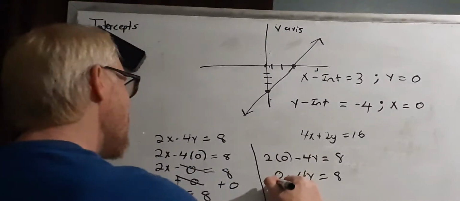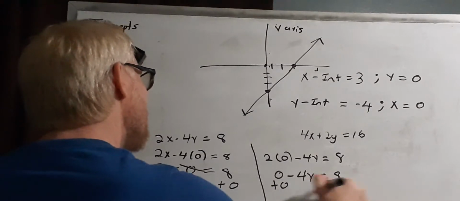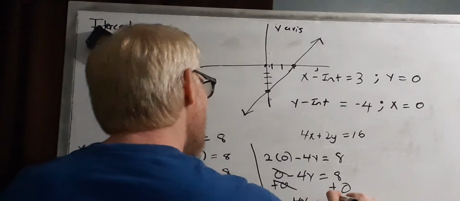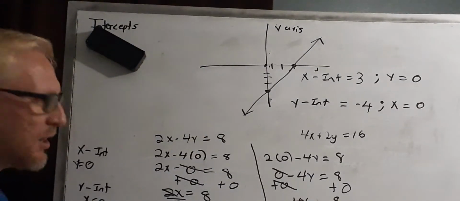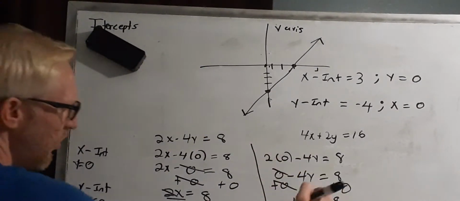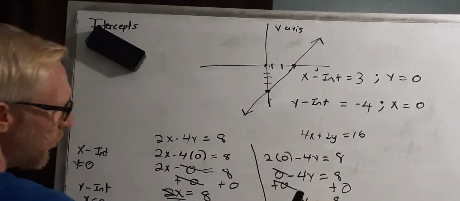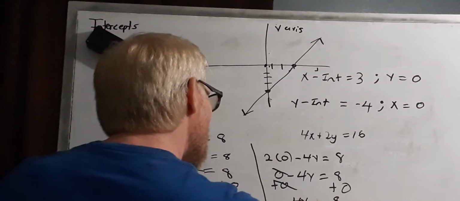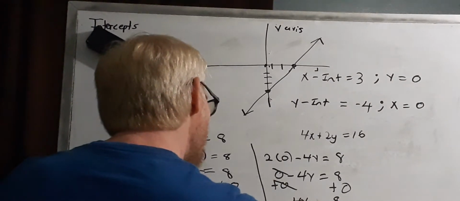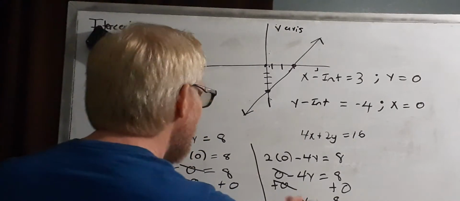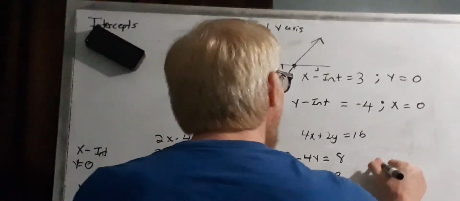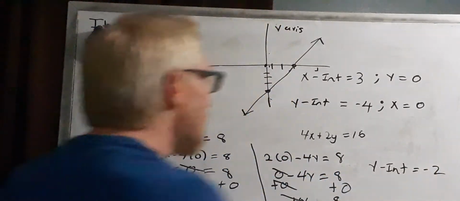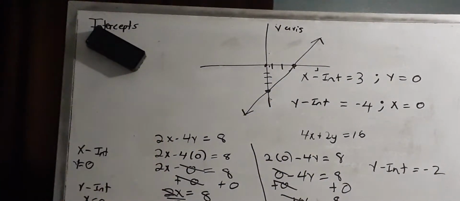I could add 0, and this is going to cancel out, and I bring down the minus sign and the 4y, and of course the 8. So again, 2 times 0 is 0, I add 0, I bring down the minus sign, I bring down the 4y, 8 plus 0 is 8. I divide by -4, and y equals -2, because these cancel out, which means that my y-intercept, in this case, equals -2. And that's how we do it with an equation.